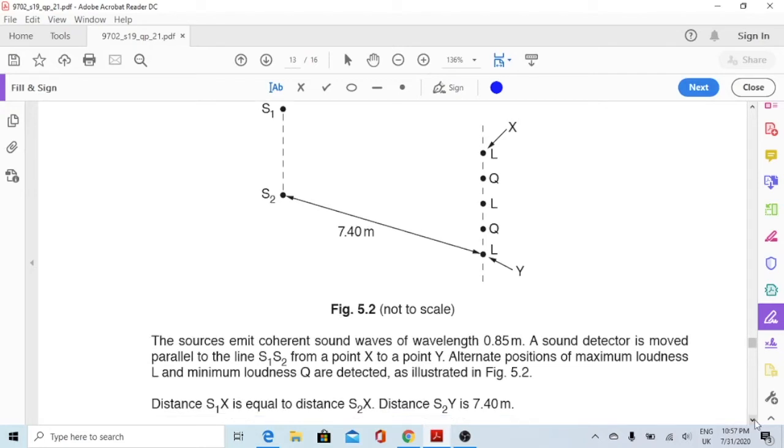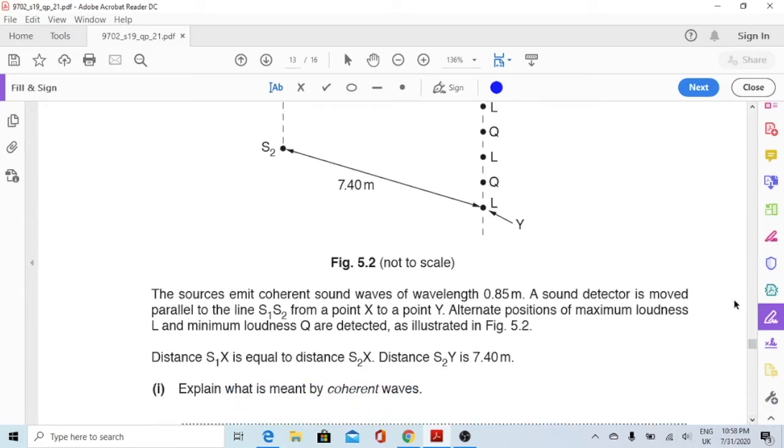Distance S1X is equal to distance S2X, meaning whatever distance the sound wave travels from source 1 until this point is equal to the distance traveled by the sound from source 2. So this distance is equal to this distance traveled. S2Y is 7.4 meters, meaning the distance traveled by the sound wave from a source to point L is 7.4 meters.